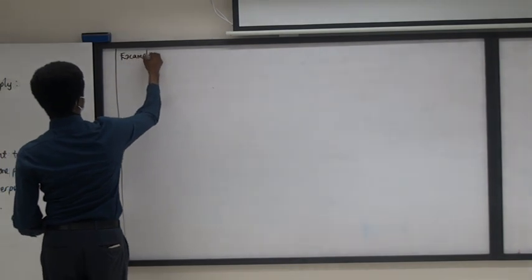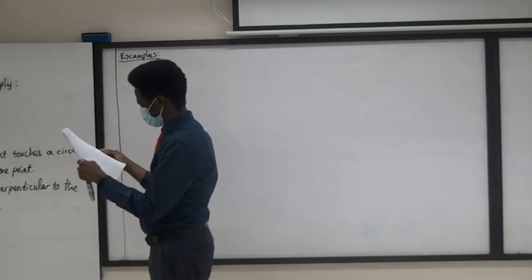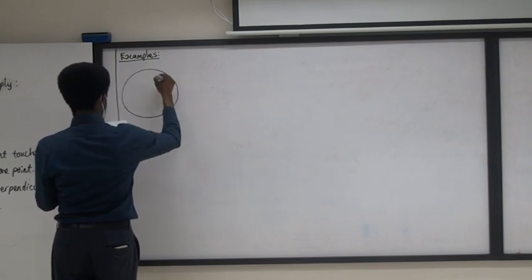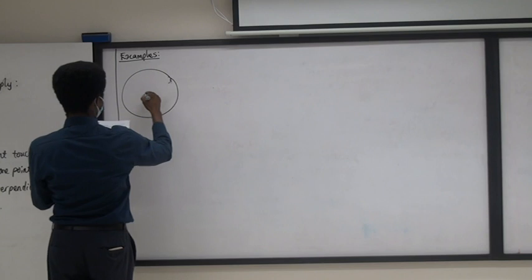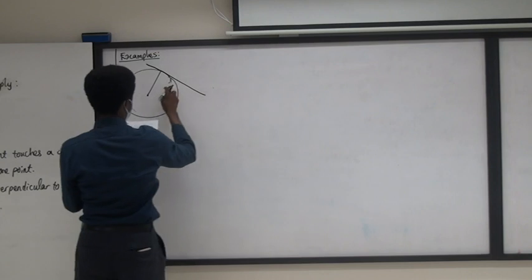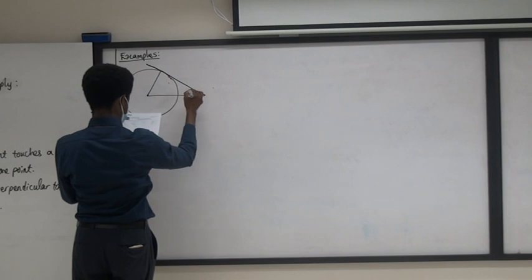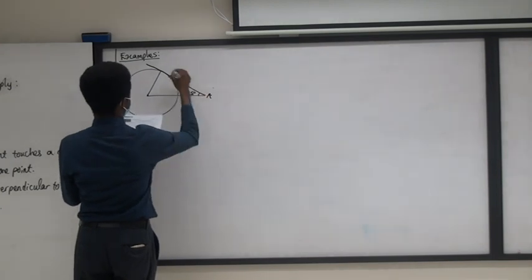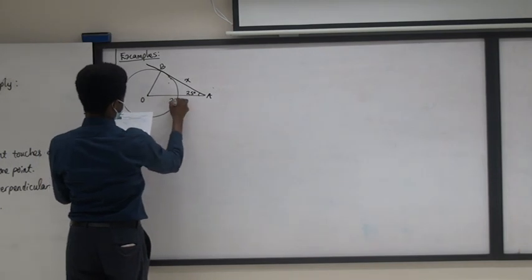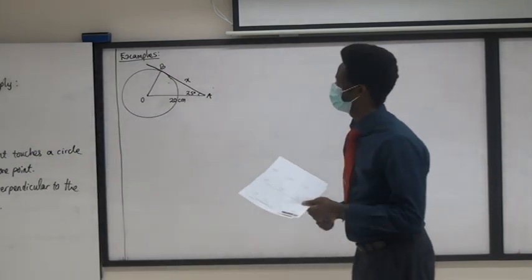Maybe I'll just take the exact question in this paper. Take one on one page, take one on the other page. Here is one of them. It says find x, whatever x stands for. That's a tangent, so there's a tangent here. This is joined this way. This is 25 degrees. X is AB. O is the center. And this is 20 centimeters. How can I find x?